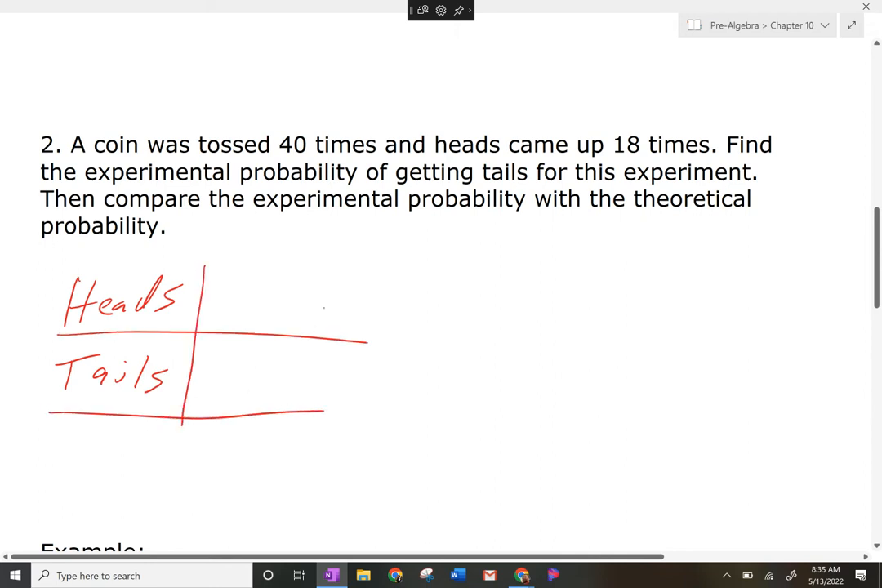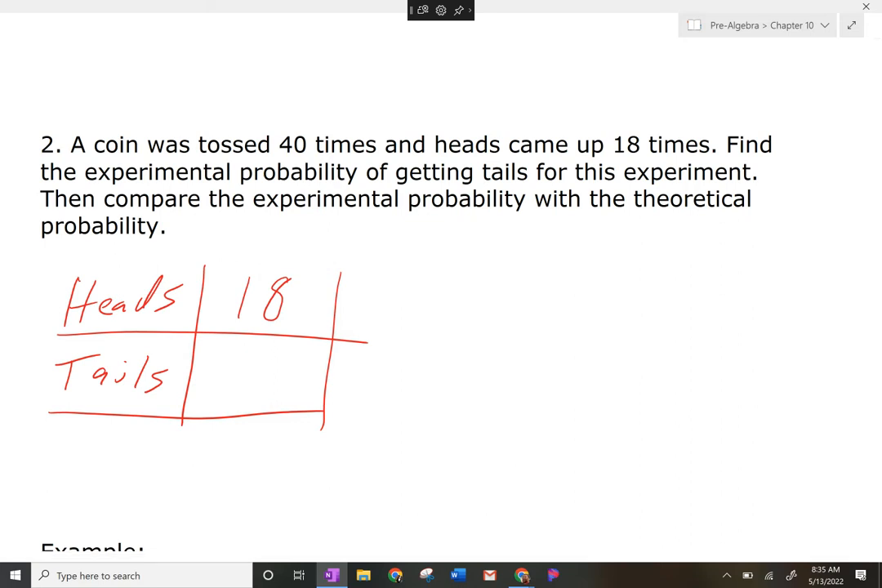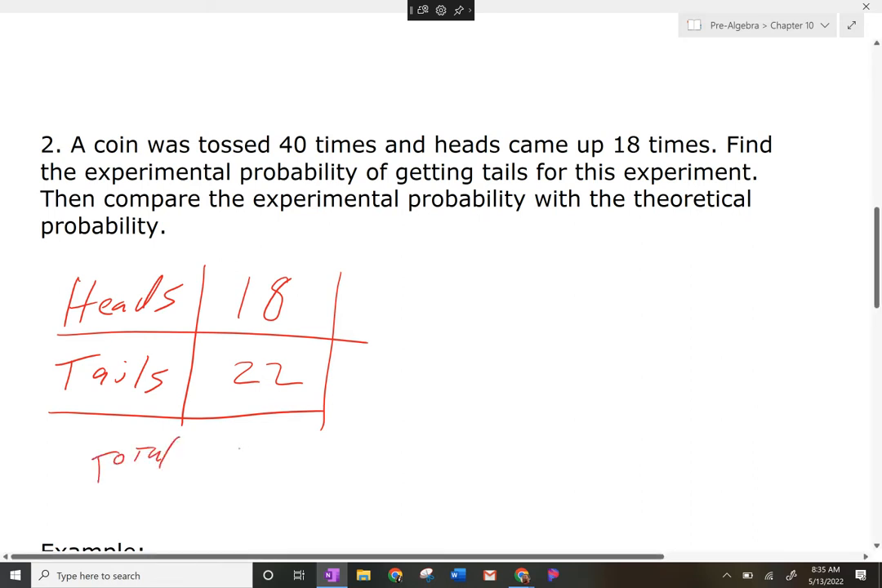Because I'm going to kind of make it similar to what we did before. How many times did it come up with heads? 18, which tells me how many times did it come up with tails? 22 times. How'd you get that, Lawrence? Subtracted. Yeah, out of 40, you took 40 minus 18, and you got 22. So my total is going to be what number? 40. Fantastic.